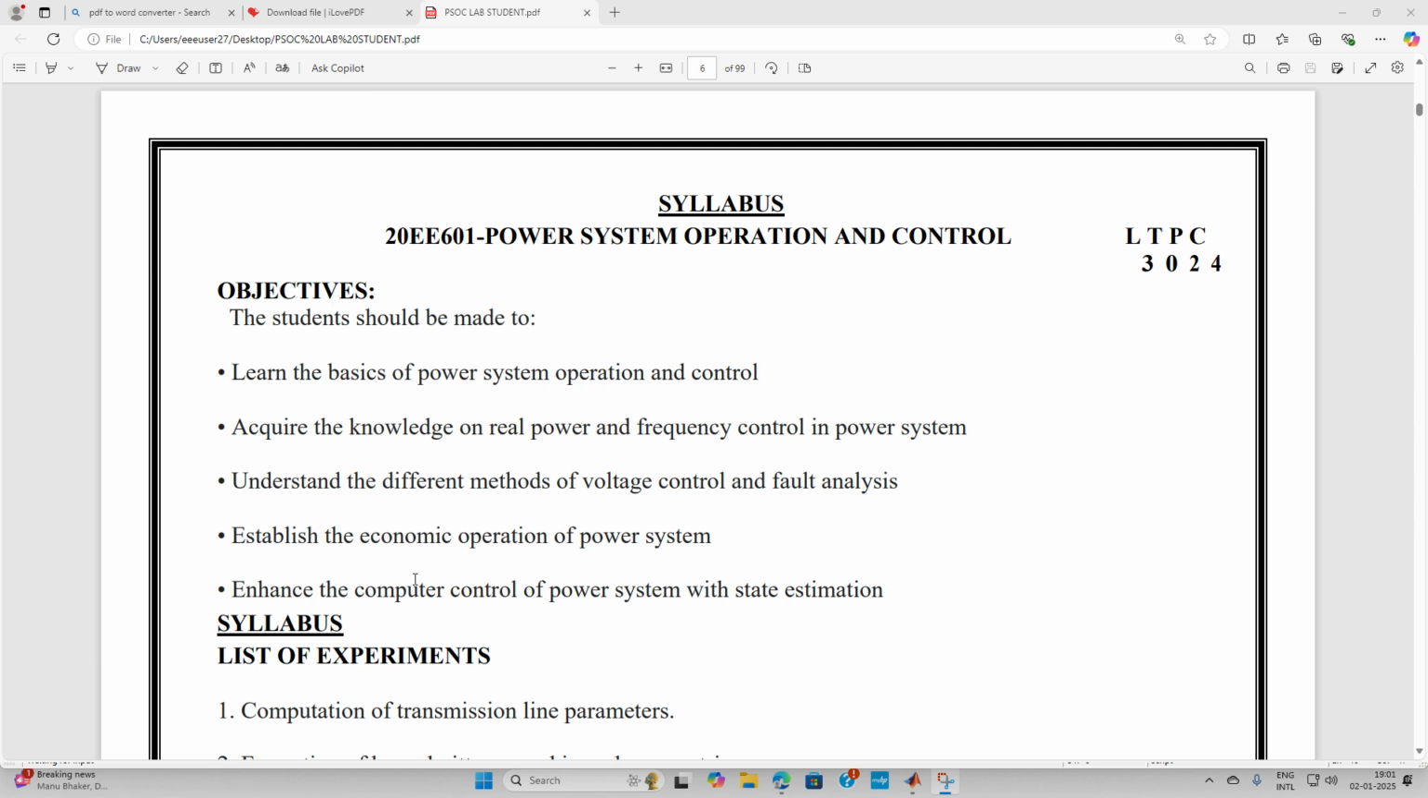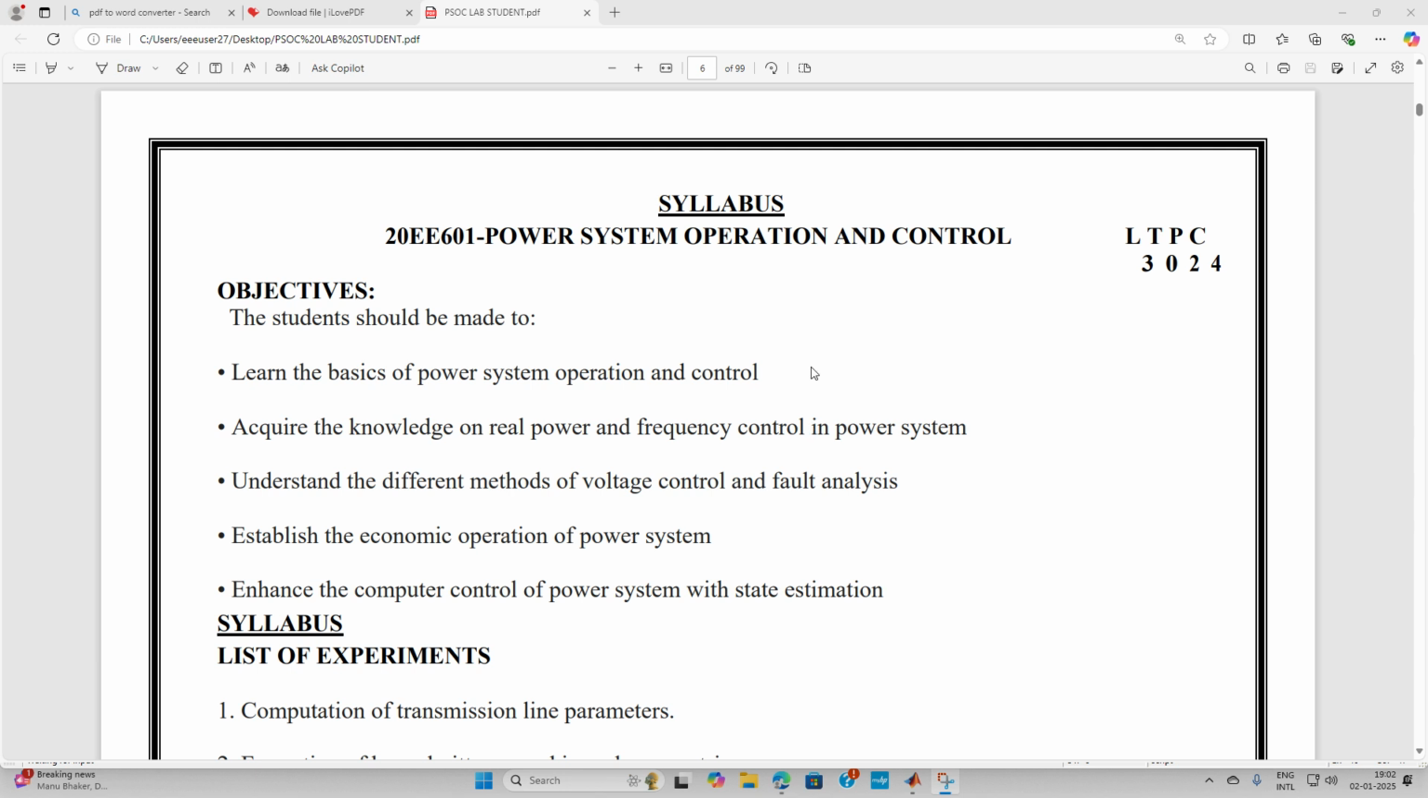First, we have to discuss the list of experiments. Before that, we discuss what the objectives are. First objective: learn the basics of power system operation and control. So for objective 1, we have to briefly learn what power system operation and control is. Second objective: acquire knowledge on real power and frequency control in power systems. So how to know the real power and how to generate the frequency in the power station, that is called control in the power station.